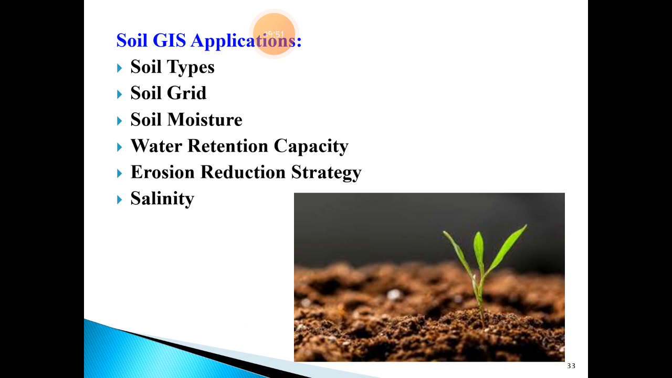Next is GIS finds its application in soil mapping. It is used to know the soil types and their suitable seedlings for sowing process, soil grid for agriculture, analyze the soil moisture, water retention capacity, salinity, etc. It is also used to identify the hot spots of soil erosion and evacuate the people from such places.